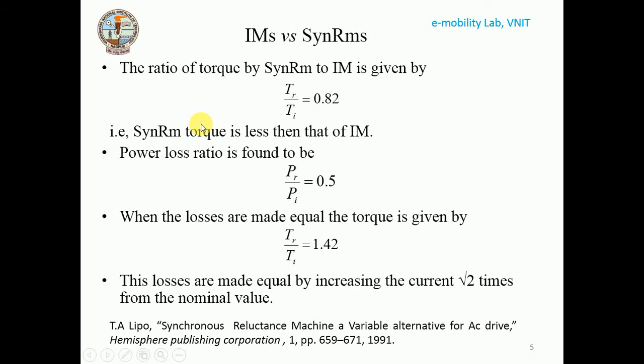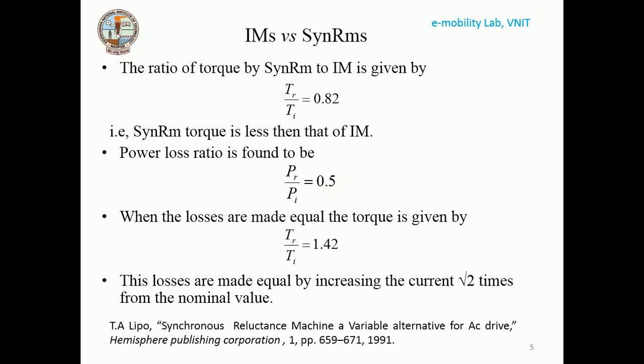The ratio of torque of synchronous reluctance motor to induction motor is 0.82, which means synchronous reluctance motor is providing less torque as compared to induction motor. But coming to the power loss, since we don't have any rotor winding or any magnets, the power loss is much lower. You can see the induction motor power loss is 50% higher than synchronous reluctance motor.